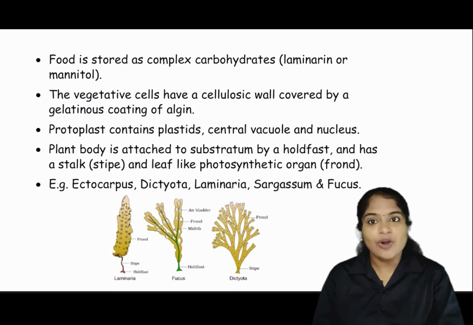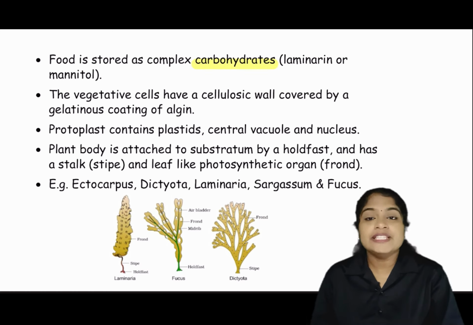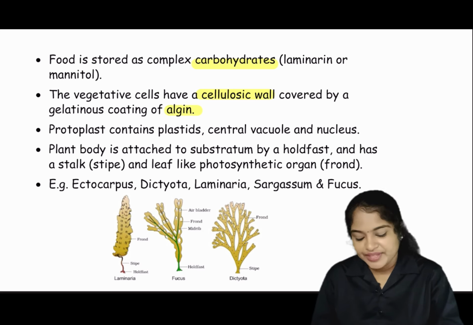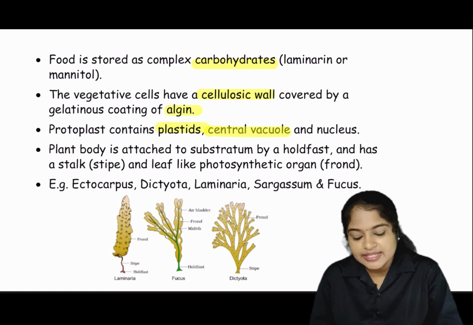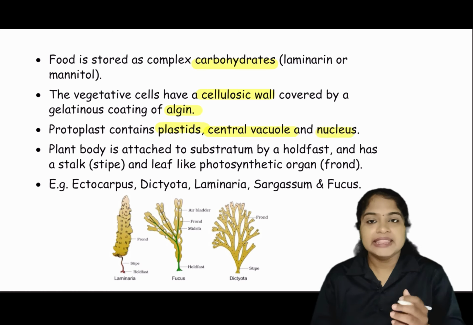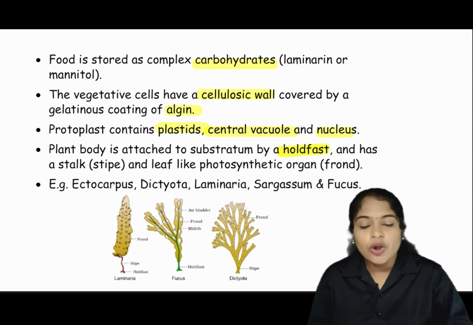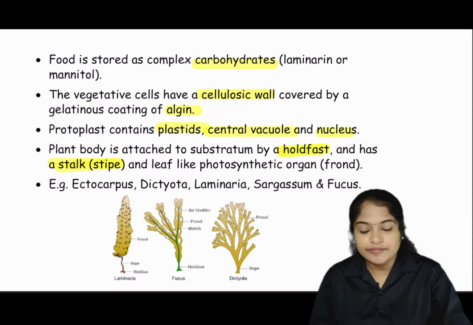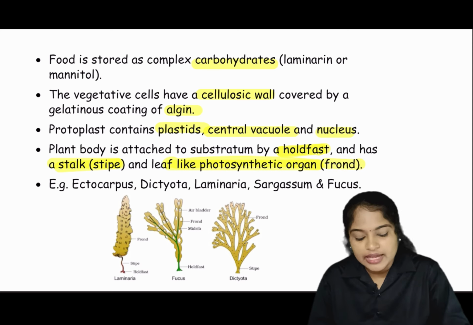Based on the type of pigment present in their body, their color varies from olive green to brown. Food is stored as a complex carbohydrate like laminarin or mannitol. The vegetative cells have a cellulosic cell wall with a gelatinous outer covering called algin. The protoplasm contains plastids, a central vacuole and a nucleus. The plant body is attached to a substratum with the help of a holdfast, and has a stalk called the stipe and a leaf-like photosynthetic structure called the frond.